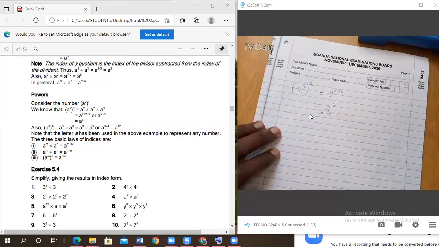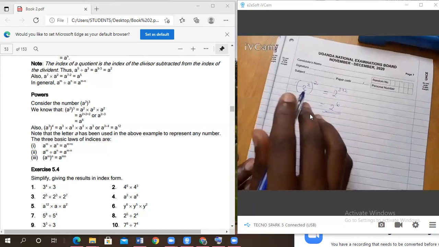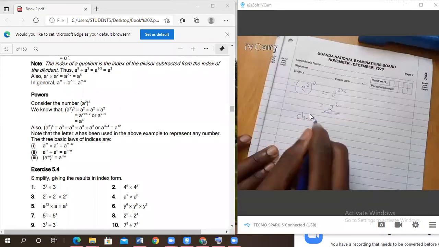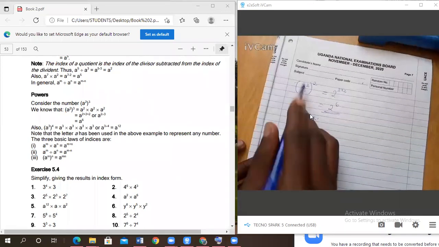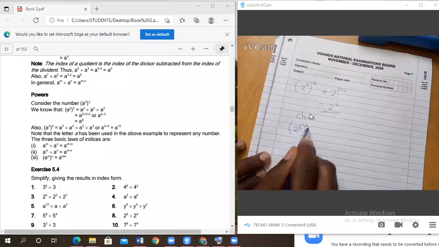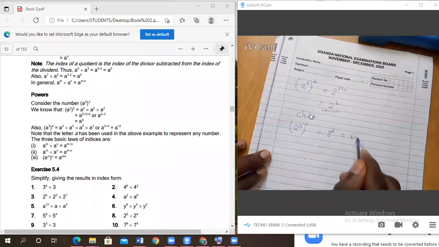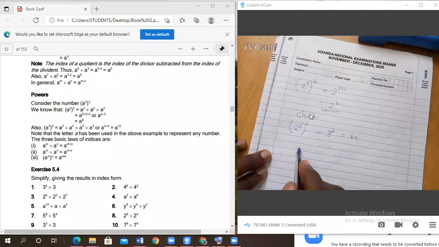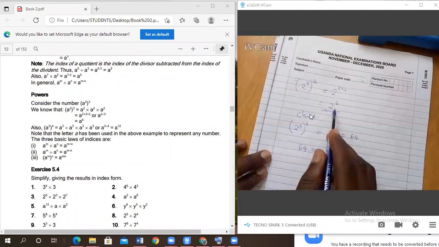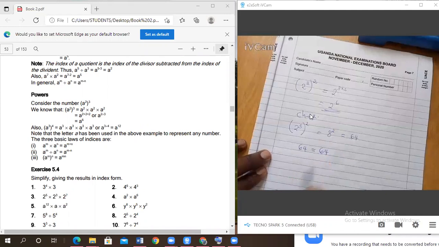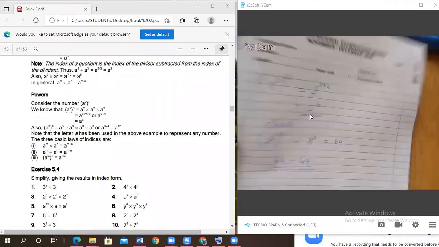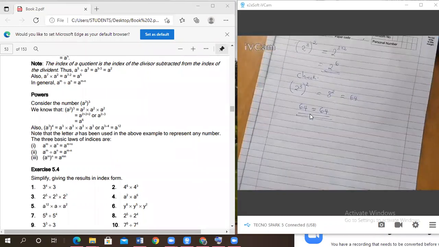Now we can check the law. Let's check. What is 2 to the power 3? We know that 2 to the power 3 is 8, right? Then 8 squared is what? 64. So you find that 64 is equal to, what is 2 to the power 6? 2 to the power 6 is also 64. So you see that the law holds for all of them.